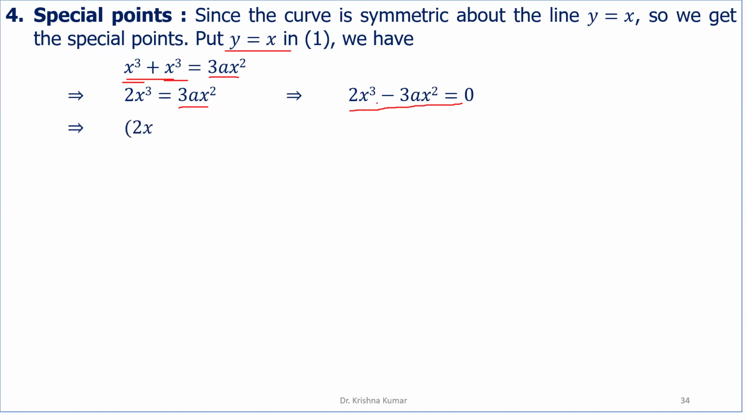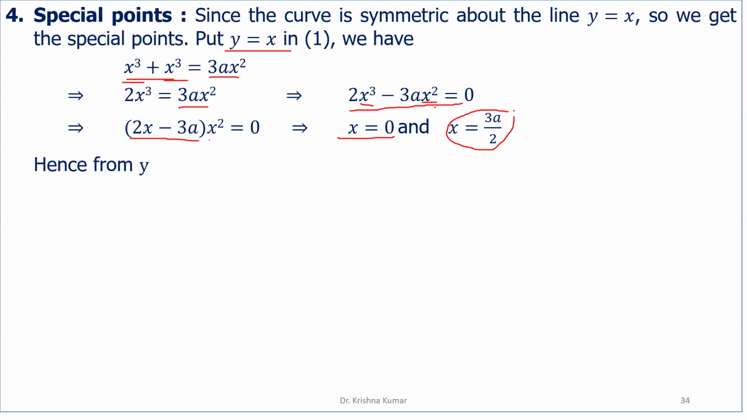And if we take x square common from these two terms, we get (2x minus 3a) into x square equal to 0. So x equal to 0, and 2x minus 3a equal to 0, which gives us x equal to 3a by 2. Hence, from y equal to x, if we put y equal to x, we get x equal to y, which is equal to 3a by 2. So there we have 2 points.